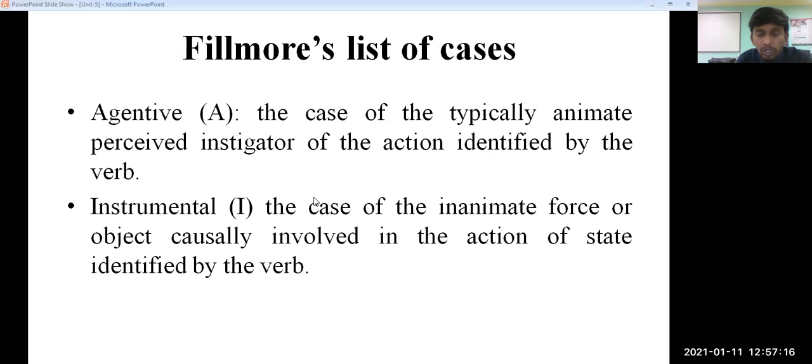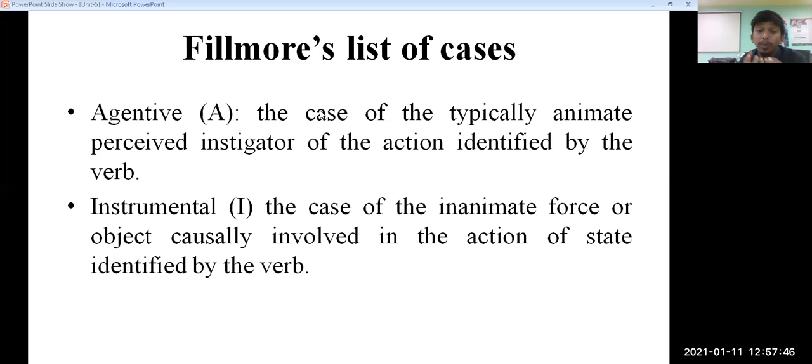Talking about Fillmore's case grammar, what is the agent and what is the instrument? According to the terminology, it is called agentive, represented with A: the case of the typically animate perceived instigator of the action identified by the verb. Suppose in the previous example we say Ram cuts the apple. Ram is an agent. He's cutting the apple.